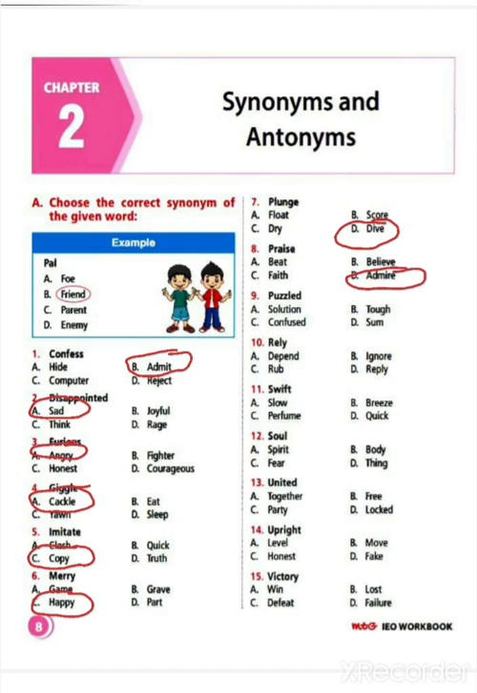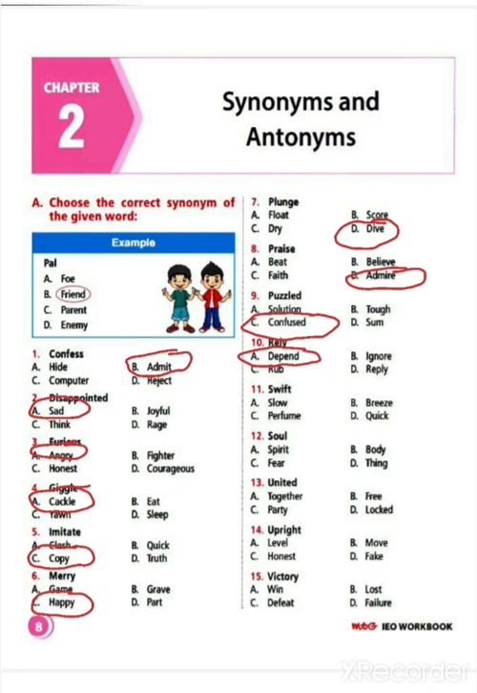Next, number 9 is puzzled. Your options are solution, tough, confused, some. So puzzled and confused have a similar meaning. So confused becomes the synonym for puzzled. Number 10, the word is rely and the options are depend, ignore, rub, reply. So rely and depend are similar. So depend will become the synonym of rely.